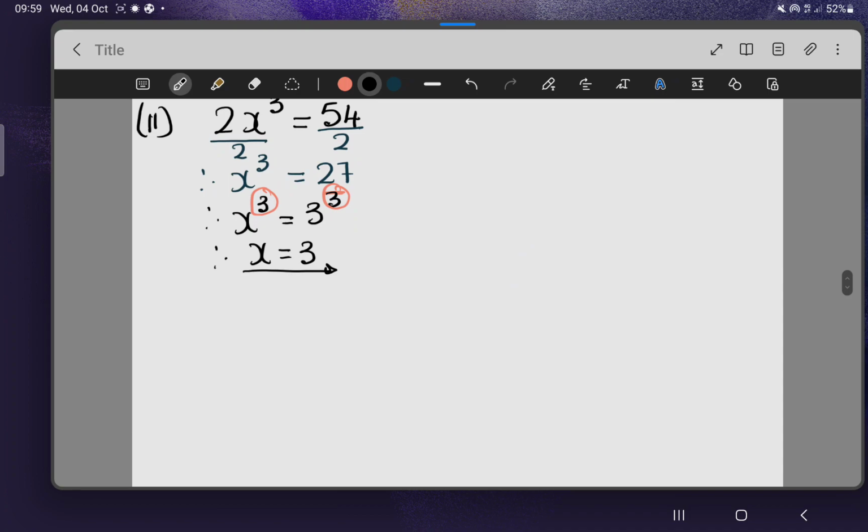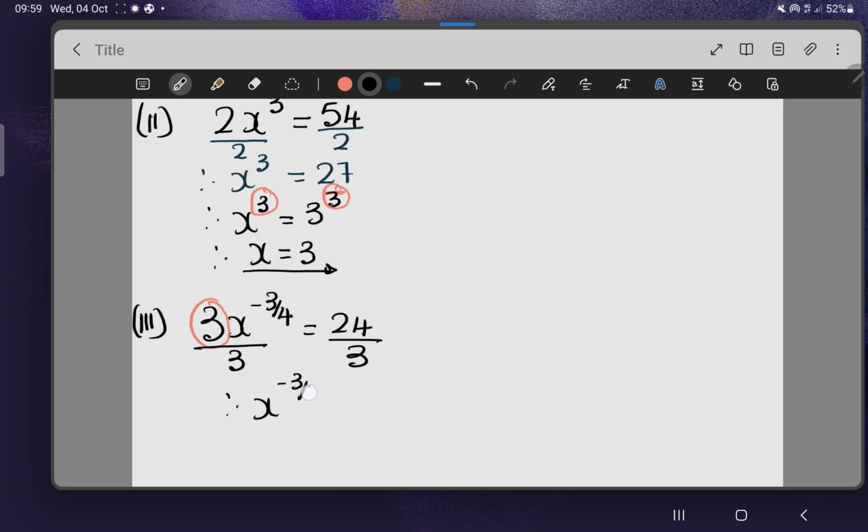So let me just go a bit deeper. We have the third one. In the third one, I have 3 times x to the power of negative 3 over 4, equal to 24. Remember, rule number 1, we must have the coefficient of 1. Because it is 3, we're going to divide by 3. What you do on the left-hand side must be done at the right-hand side. Then we're going to have x to the power of negative 3 over 4 equal to 24 divided by 3. If you have a calculator, you will realize that it is 8.